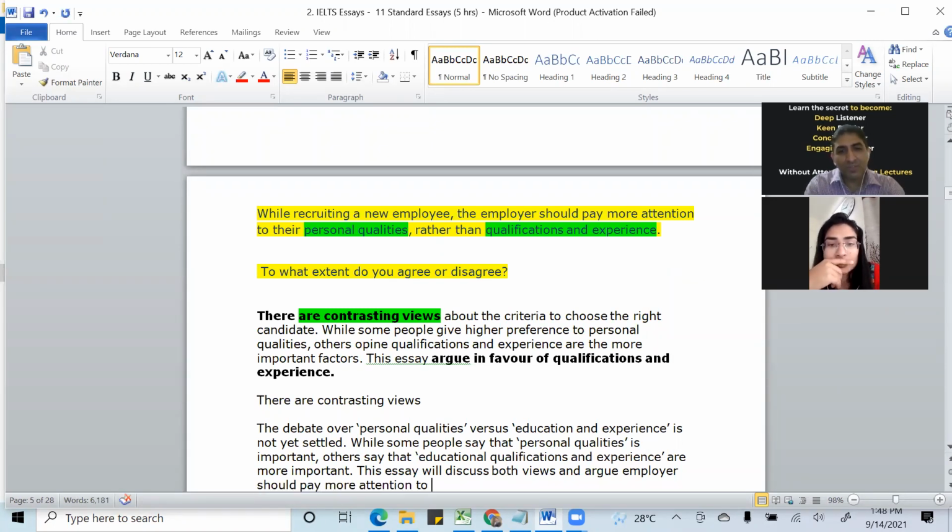This essay will discuss both views and argue that. Now, see, I am a seasoned essay writer. I consider myself to be a master. And if I do not pay attention, I commit so many mistakes, you can see. It's very easy for anyone to get carried away and start thinking that I am a pro and I will not commit any mistake.